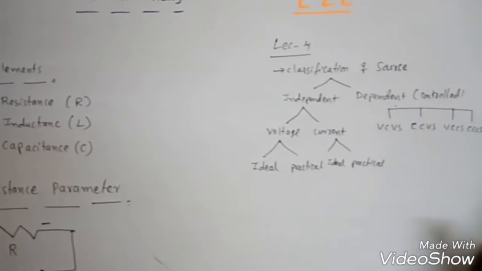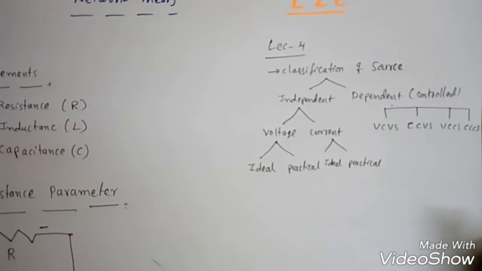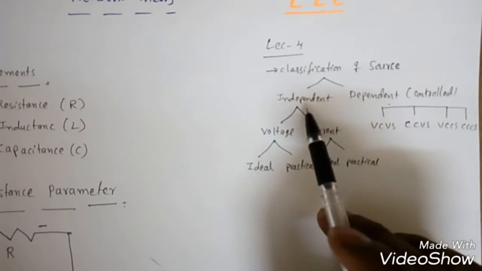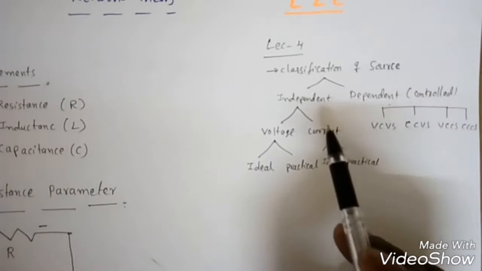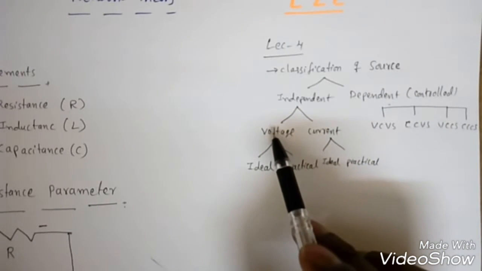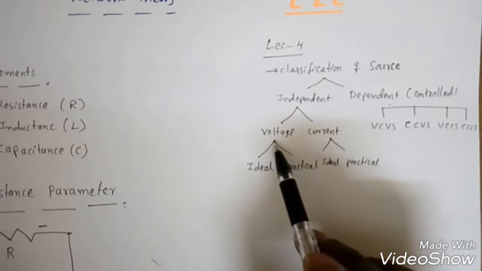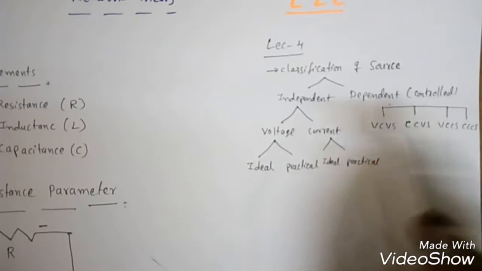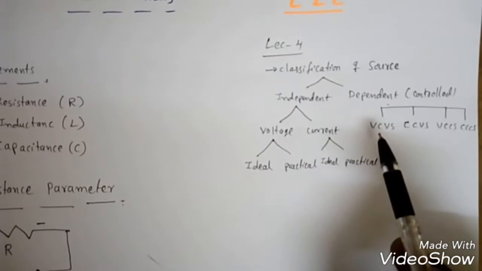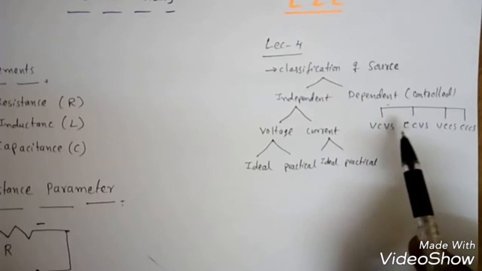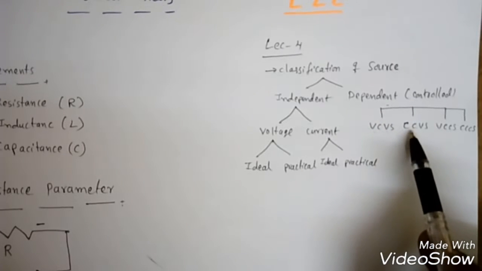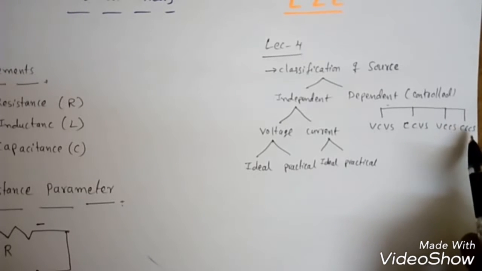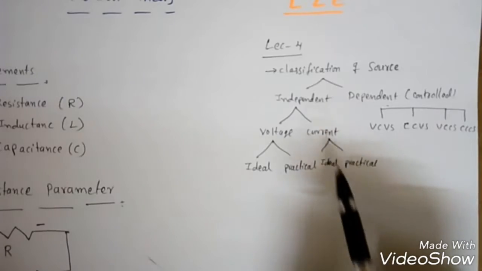But before that, in lecture 4 we discussed the classification of sources. Two types of sources: independent and dependent, or controlled. In independent, it can be a voltage source or a current source. In voltage source there is an ideal one and a practical one, and similarly ideal and practical current sources. Next, the dependent or controlled can be of four types: voltage controlled voltage source, current controlled voltage source, voltage controlled current source, and current controlled current source. This we discussed in lecture 4.